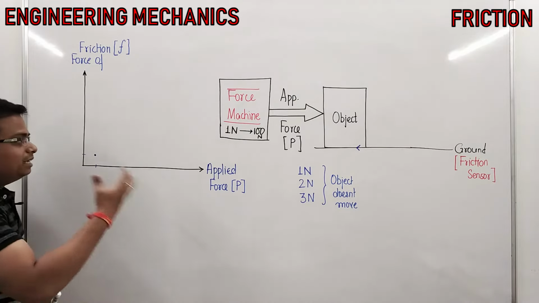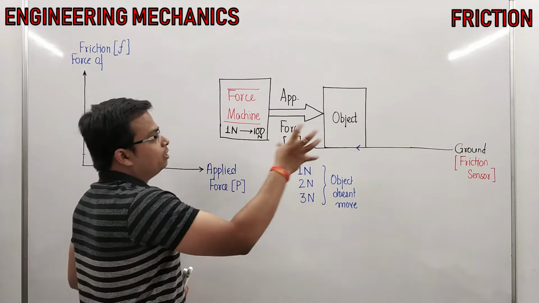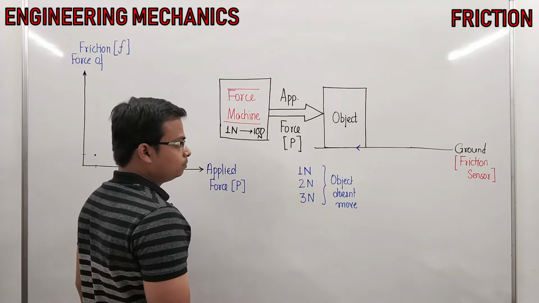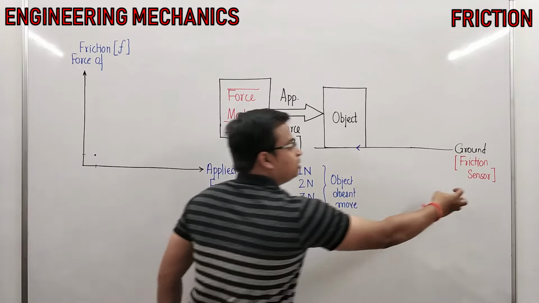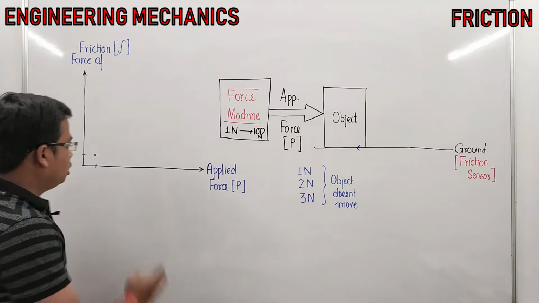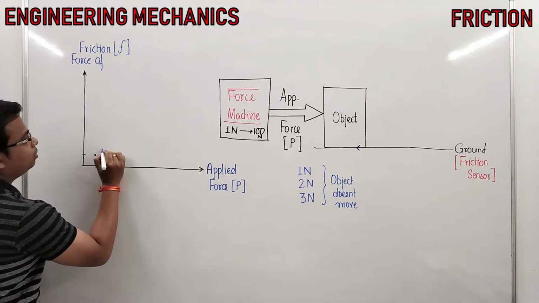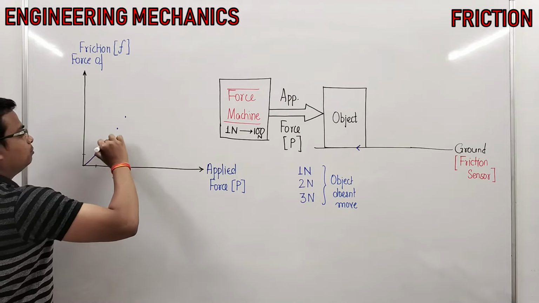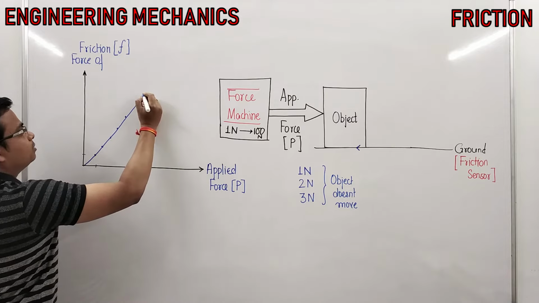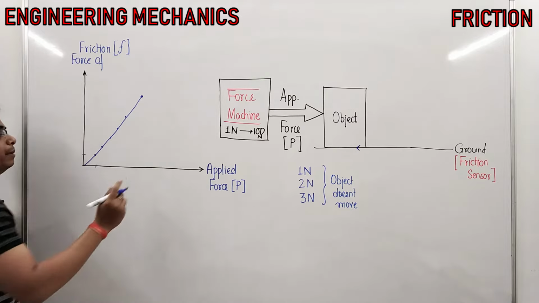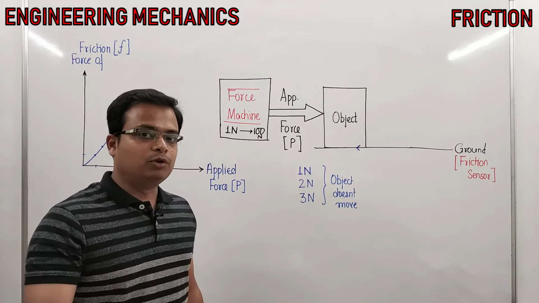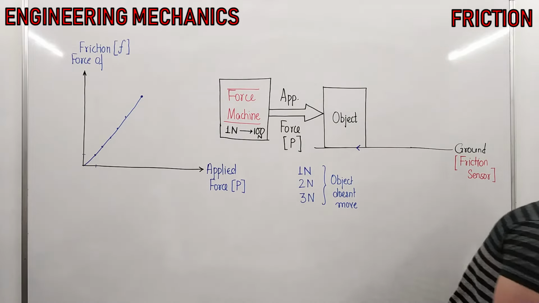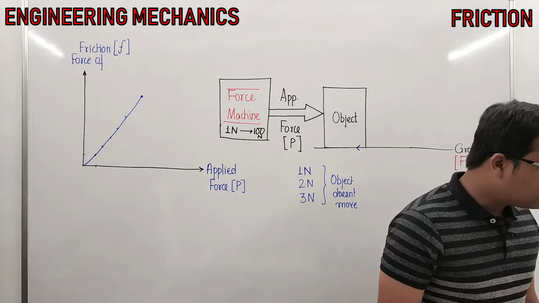By the way, the entire idea of this demonstration is that the force machine has a friction sensor. If you keep on increasing the applied force, the friction force also increases, and that is being sensed by the friction sensor. Keep on applying the applied force, the force of friction will also keep on increasing, and we are going to have a plot something like this. But there is a certain limit beyond which, if you go, the object would break loose and it would start moving. Something like this. Let me just use this. Where is my cardboard?